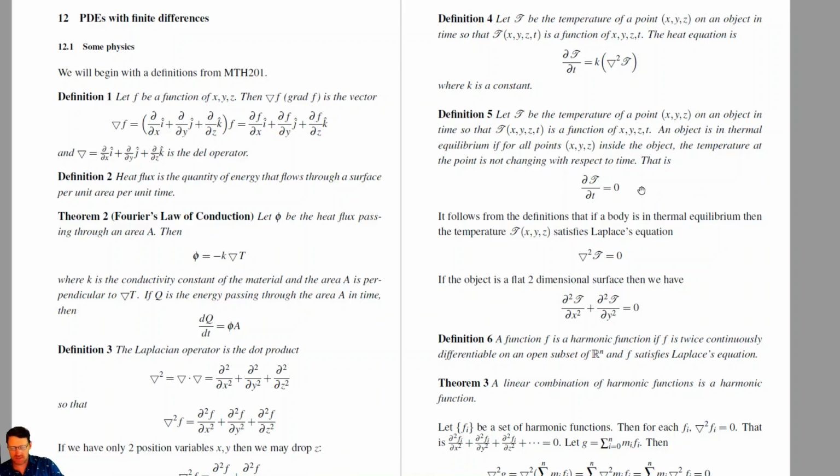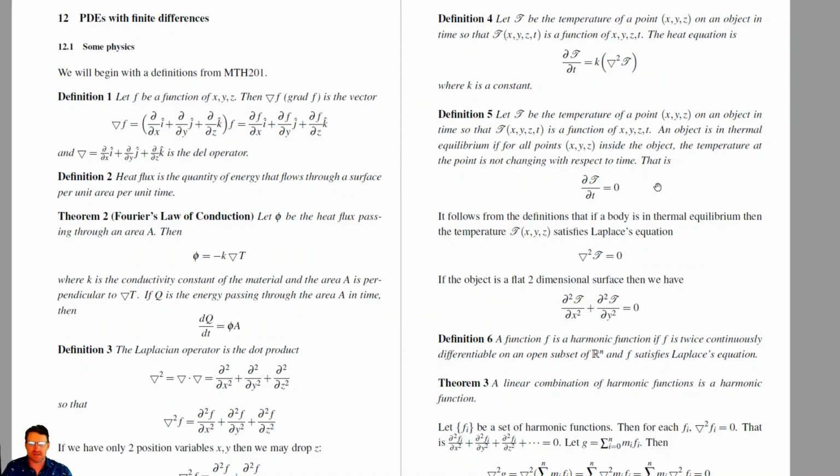So the temperature is not changing with respect to time at any of those points x, y, z within it. Now how could that happen? Well, if it were perfectly insulated along the edges of, say, the block of metal or other object, then that rate of change would be 0, right?